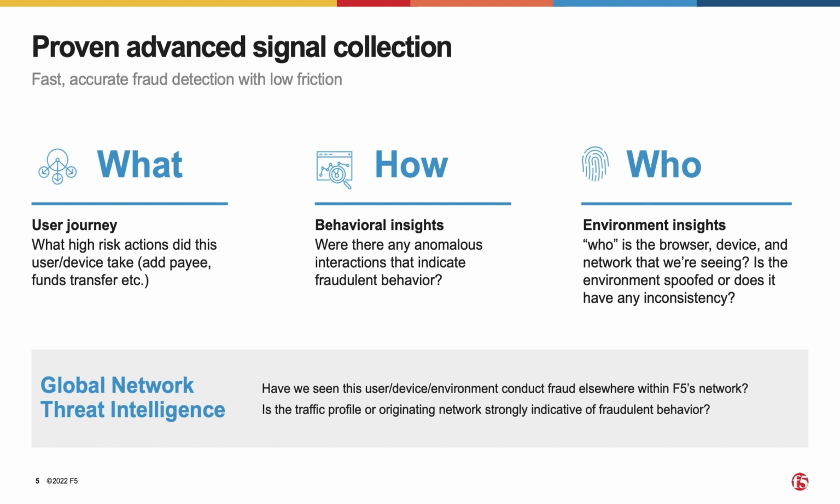We know that any one signal by itself is not a definitive indicator of fraud, but when evaluated collectively, they provide fast, accurate, and frictionless detection. The signals focus on three main aspects: user journey signals and high-risk actions like update password or mobile number, behavioral insights such as copy-paste or the speed of entering a password, and environmental insights. Is it a real browser or device?